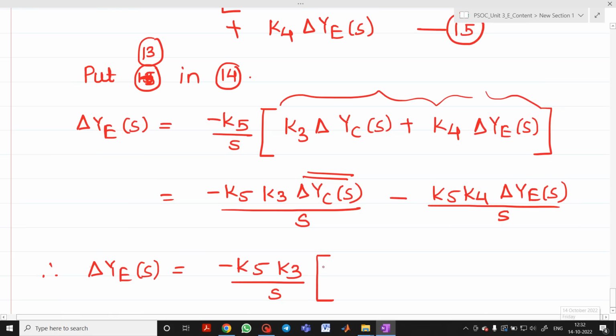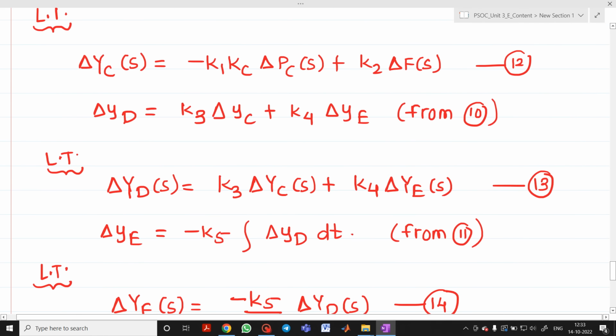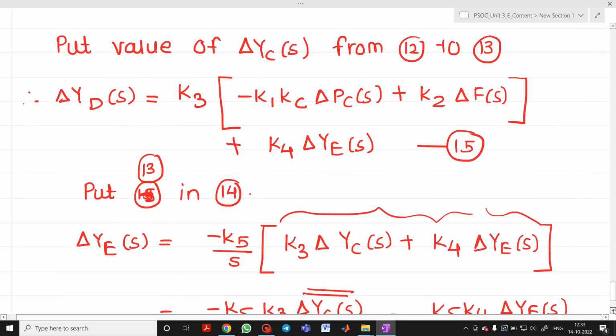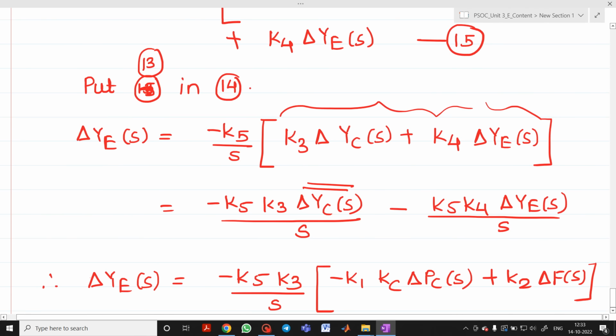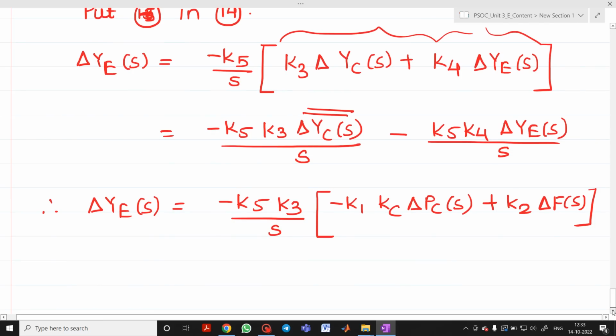So what will I get? I will get minus k1 into kc into delta pc of s, plus k2 into delta f of s. Again let me show it to you. This is the equation, minus k1 kc delta pc of s plus k2 into delta f of s, that I have substituted here in place of delta yc of s, and I will write this as it is, minus k5 into k4 into delta ye of s whole divided by s. I am putting this term as it is.